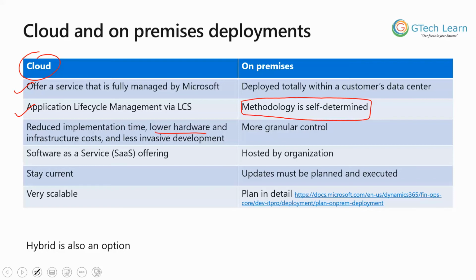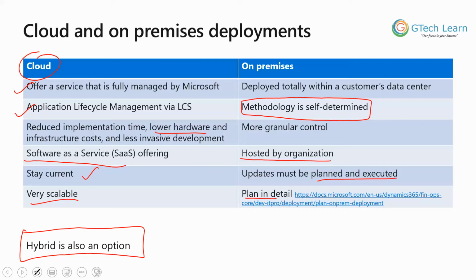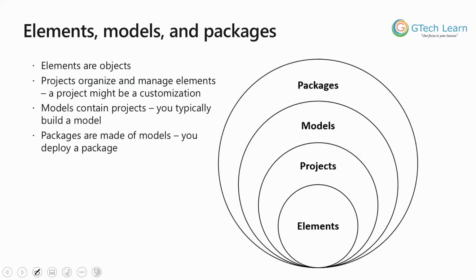The cloud model is a software as a service offering from Microsoft, and in the case of on-prem deployment, that is completely hosted by the organization itself. The cloud will always stay current and updated, whereas in an on-prem deployment model, updates must be planned and executed by the customer itself. The cloud is also very scalable in terms of resources. And of course, a hybrid approach is also an option, like putting your production over the cloud and the sandboxes on-prem. So you can plan accordingly for whatever infrastructure approach suits you. That's the very first thing.